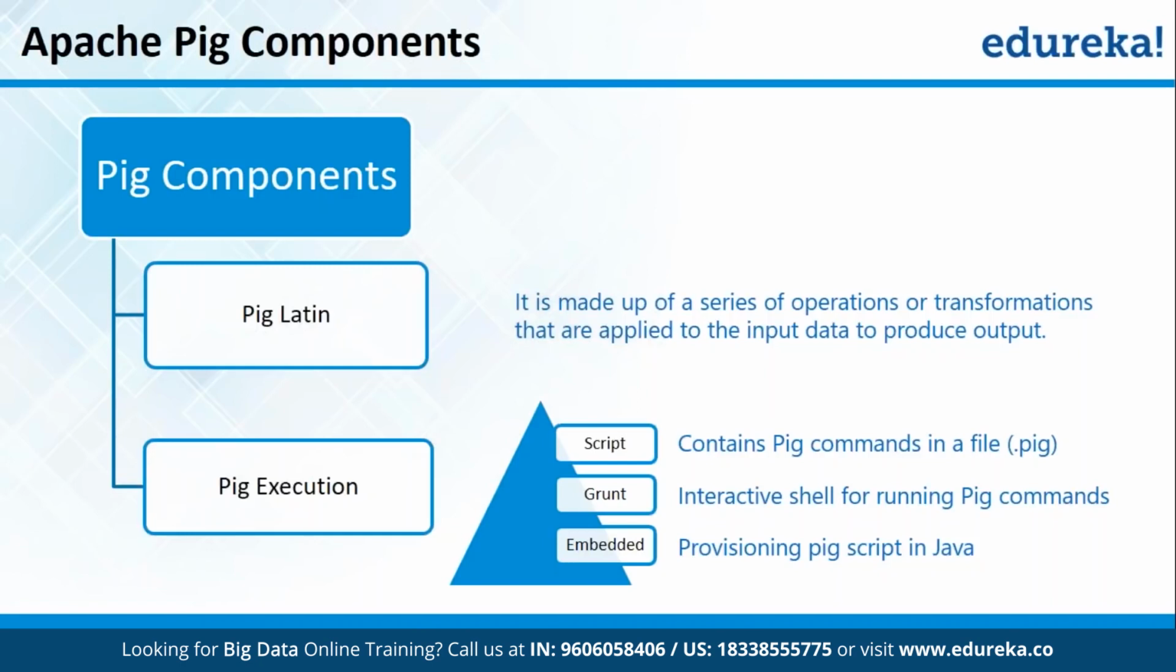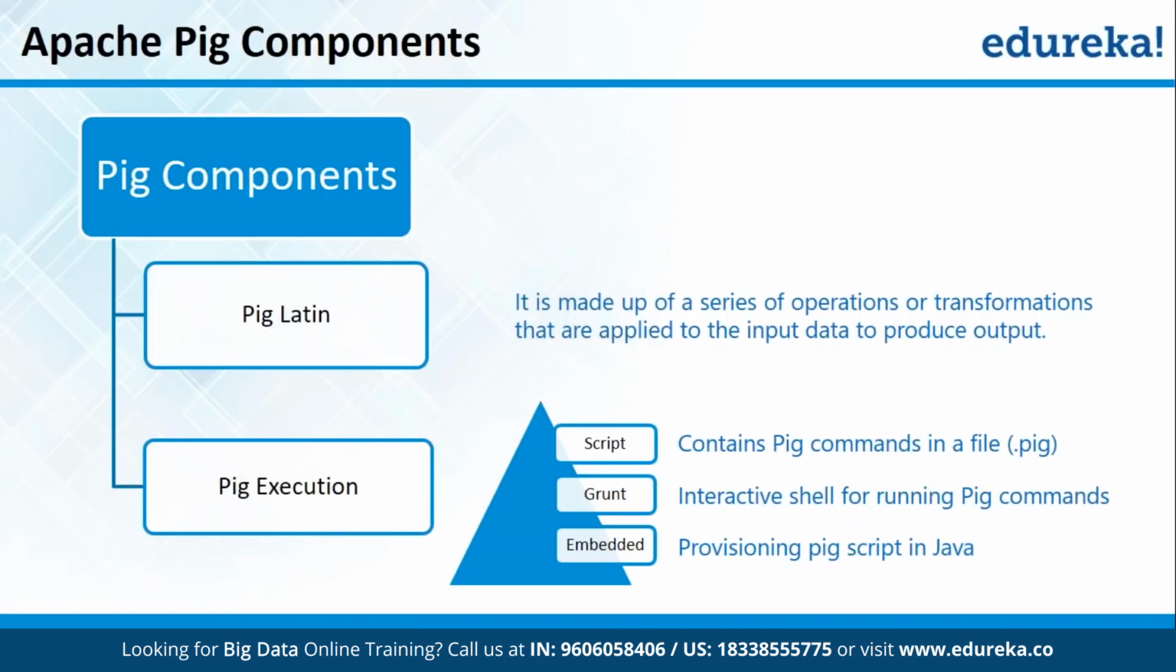What is Pig execution? Pig execution is nothing but the different ways using which you can submit your queries onto the Apache Pig. First, you can execute the Pig queries using a Pig script which has an extension of .pig. So all you need to do is create a file with a .pig extension, put all your queries within that, and execute it over Apache Pig. Second is the Grunt shell, in which you get into the Grunt shell and execute the queries one after the other. And the third is the embedded Pig execution, in which you can provision your Pig script within a Java client application and execute it over the Pig server.